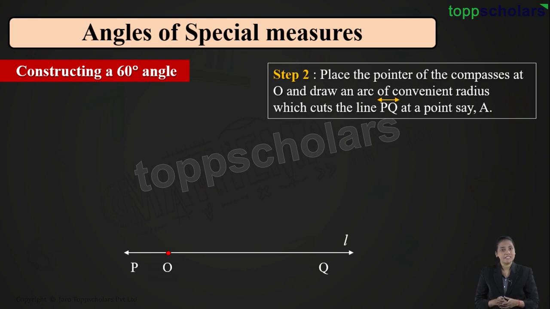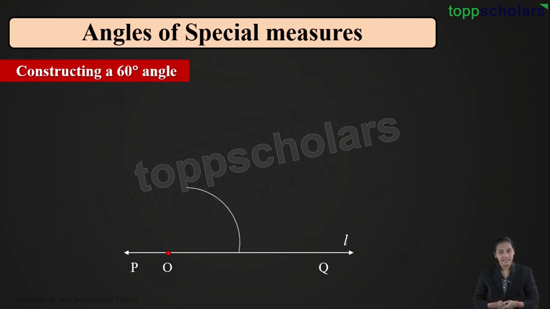So where we will place the pointer of the compass? At point O. And what we will do? We will draw an arc. So where we will draw an arc? We will draw an arc of convenient radius which cuts the line PQ. We will keep the compass on point O and we will draw an arc like this. And we will say that point as A.